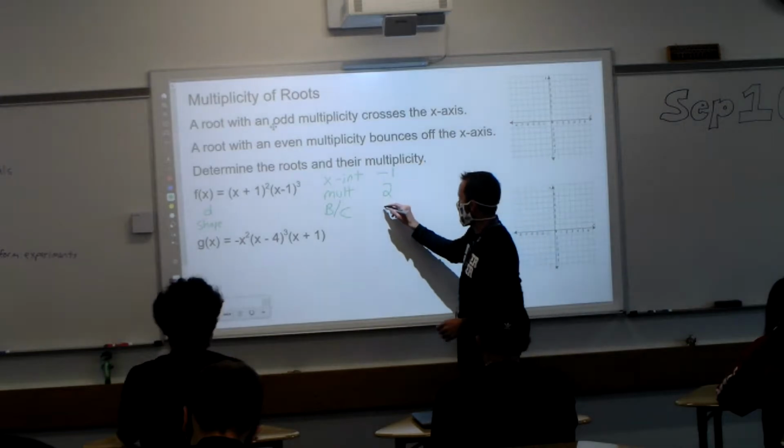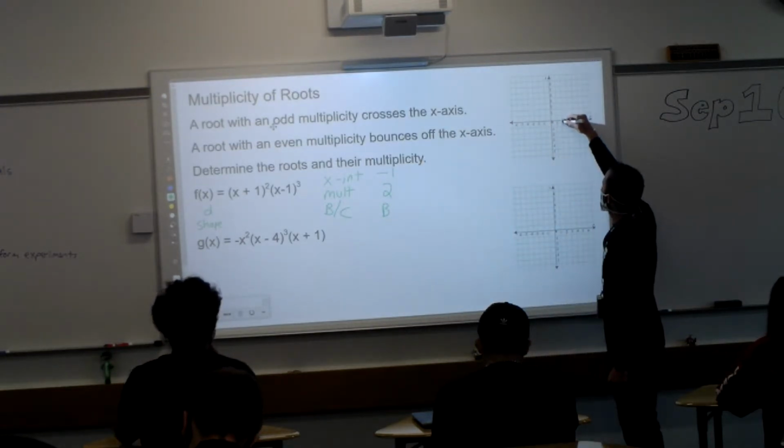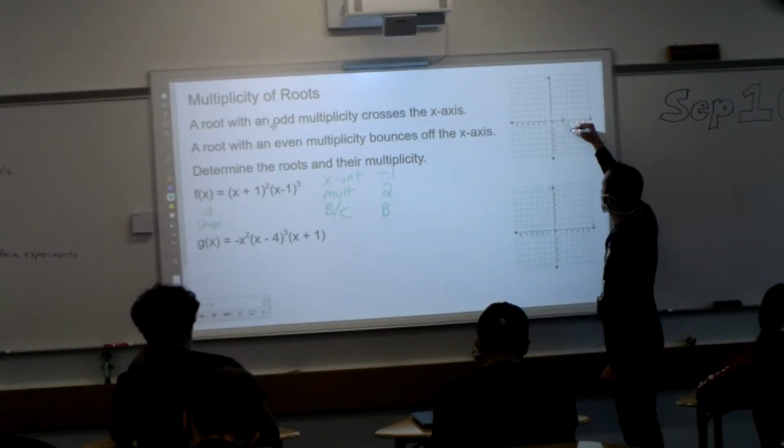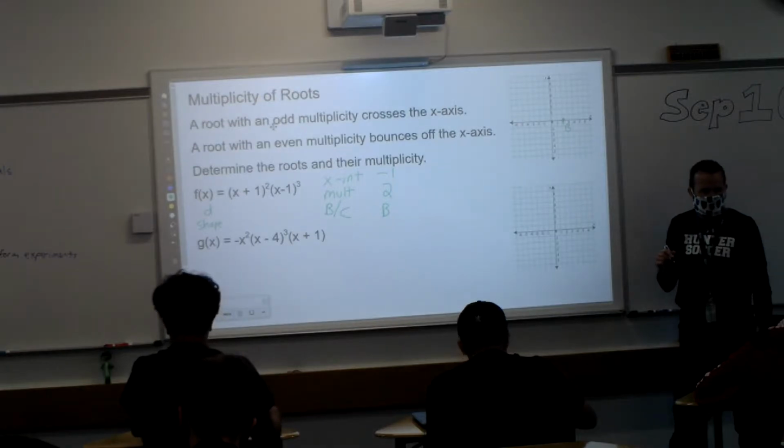It bounces right there. So I'm going to come over to my graph here. I'm going to put an x-intercept at 2, and I'm going to put a b by it to remind me it's bouncing there. So I don't cross it, I bounce off of it.